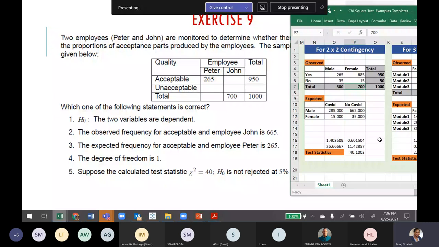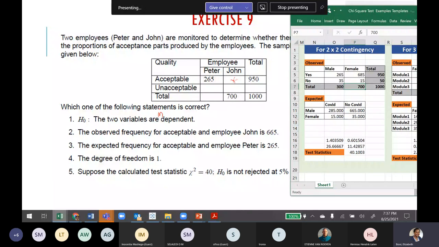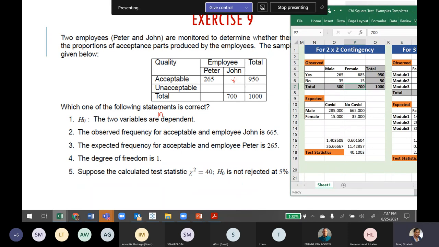So number one is not correct, because it should state independent. Number two, the observed frequency for acceptable an employee, John, which is that value there. It's 685, so that is 665. It's not correct. The expected frequency for acceptable an employee, Peter, the expected value for 265 is 285. So that is 265. That is incorrect, because it is this value here.